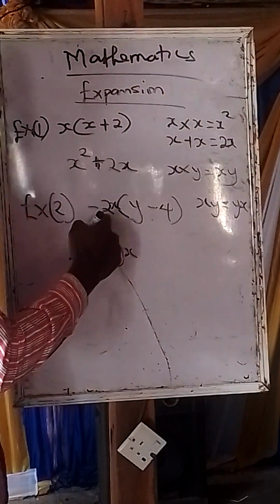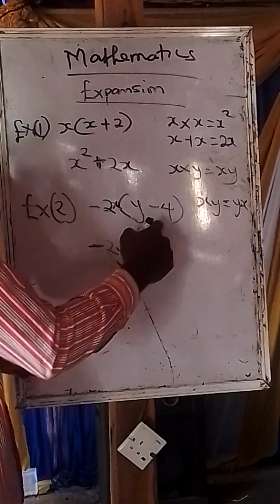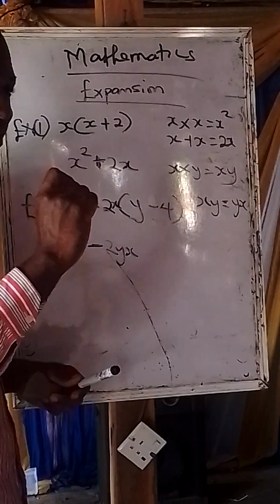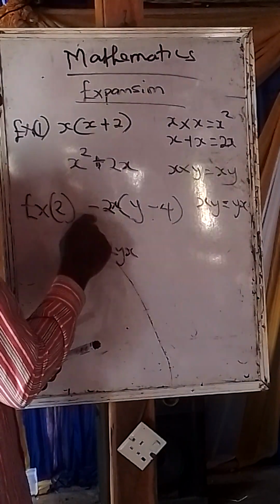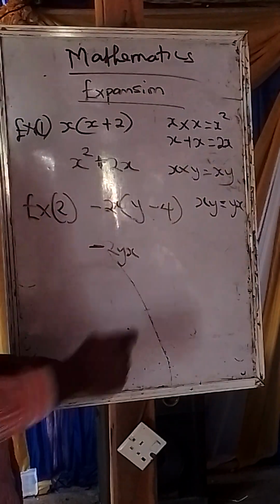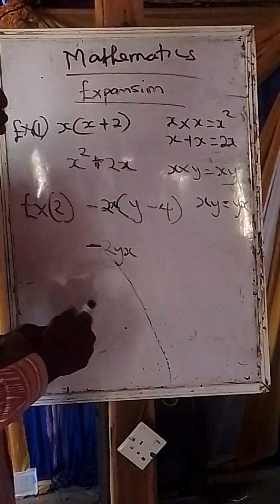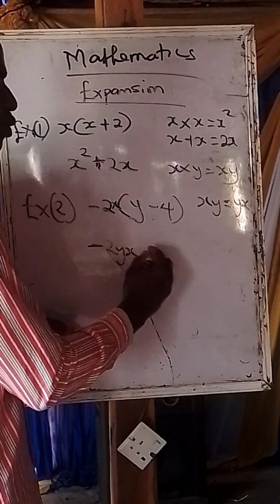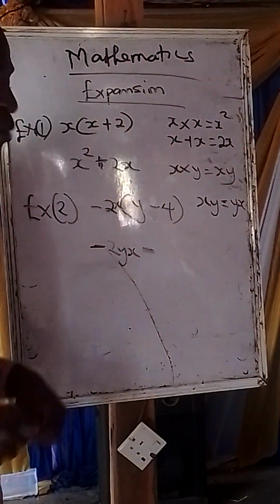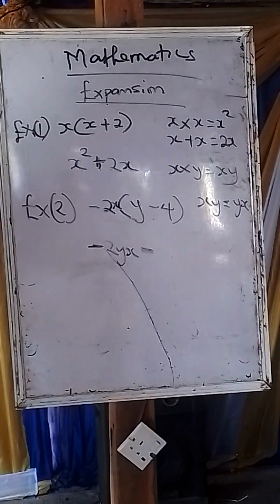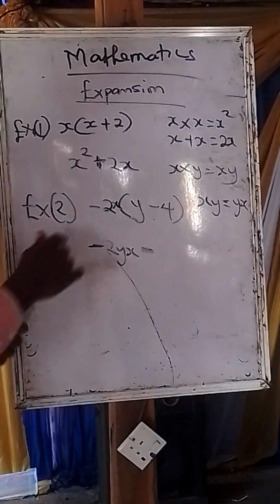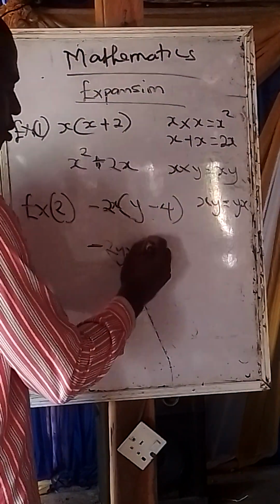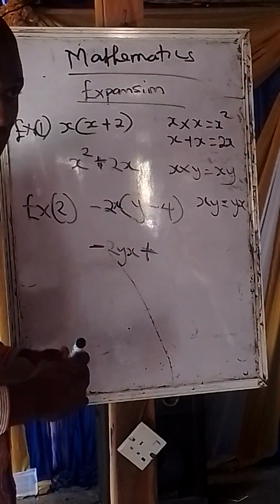Then minus 2x times minus 4. You can see we are taking note of the signs that go along with it now. Minus 2x times minus 4. You know how to multiply numbers without signs like that. You will not say, don't forget, minus times minus will give us what? Plus. Can you see that now?